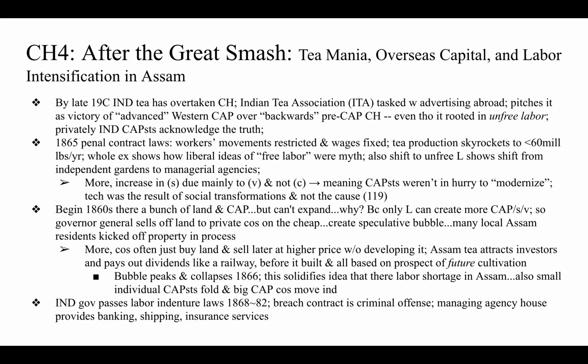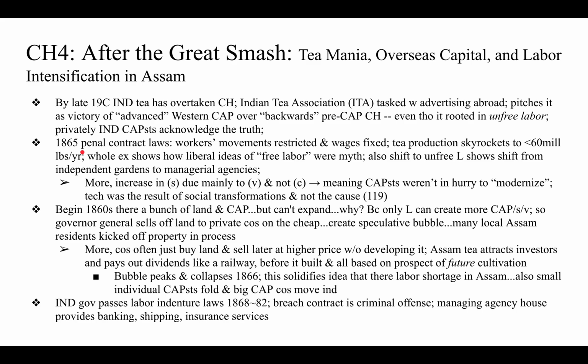Okay, in chapter 4, Liu continues to talk about tea production in India, and it's titled After the Great Smash, Tea Mania, Overseas Capital, and Labor Intensification in Assam. By the late 19th century, Indian tea had overtaken Chinese tea production. The Indian Tea Association was tasked with advertising tea abroad, and it pitched this boom in Indian tea production as a victory of advanced Western capitalism over backwards pre-capitalist China, even though it was rooted in unfree labor and slavery. Privately, Indian capitalists, though, acknowledged the truth of why it was booming so much and where all their surplus value was coming from.